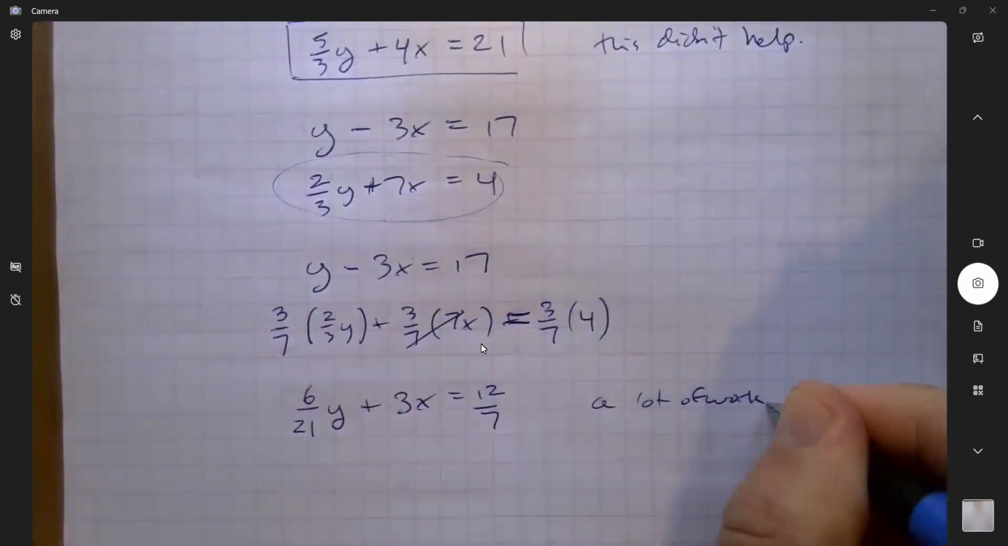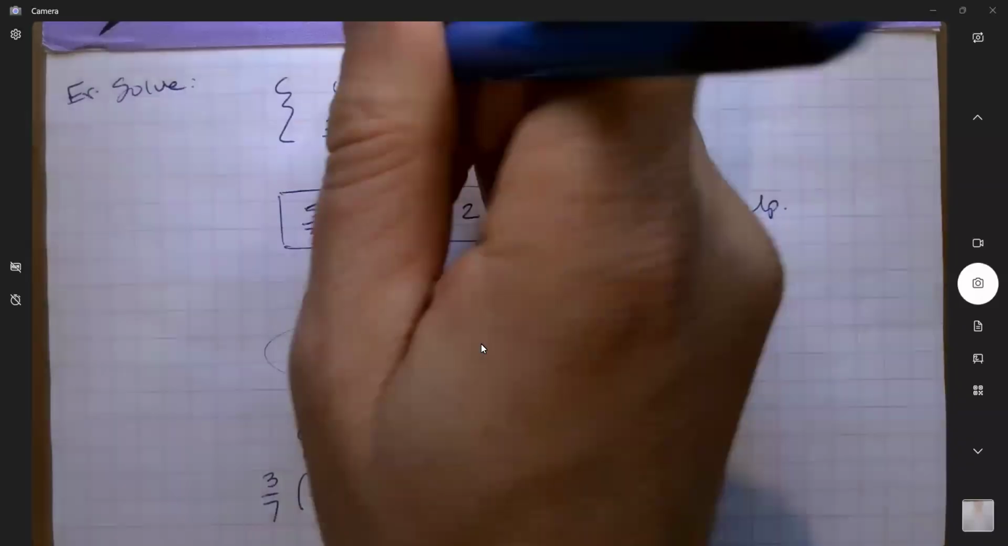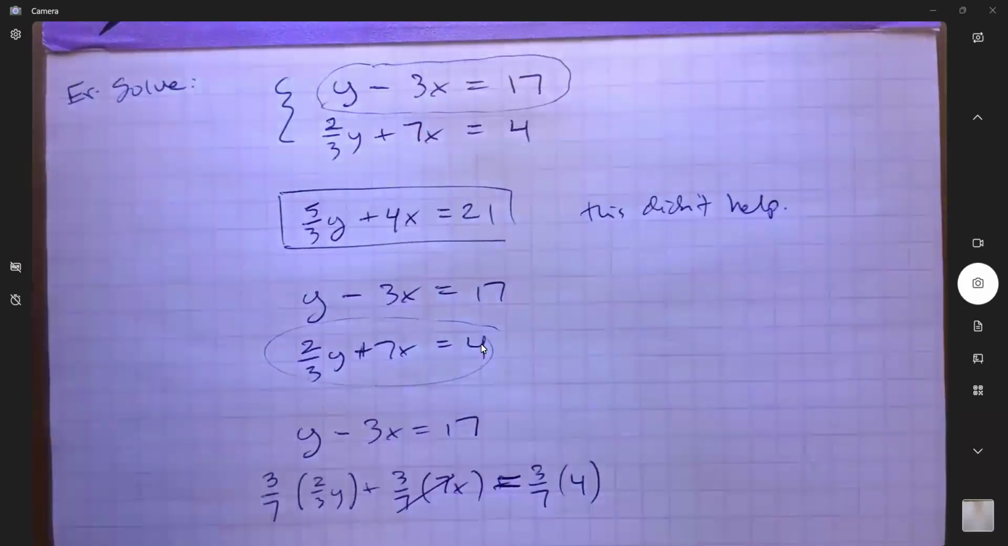If I'm going to do this much work, I might as well just do the substitution method. There's a nice equation that would be pretty easy to solve for y, and I'll grab my substitution tool instead.